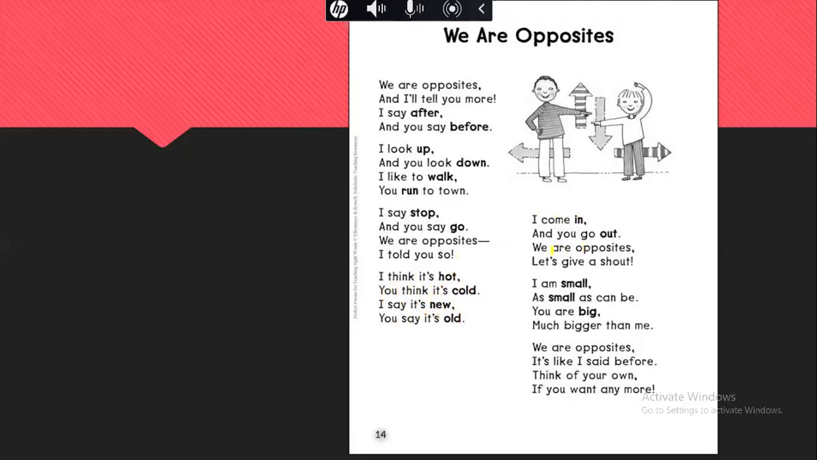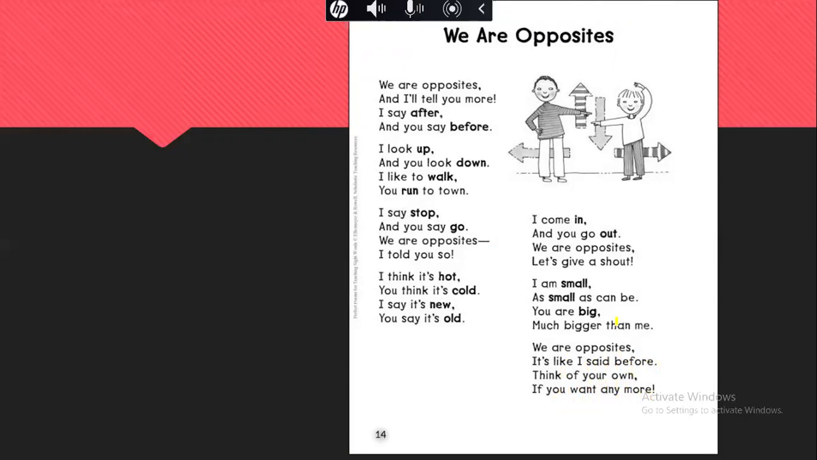I come in and you go out. We are opposites. Let's give a shout. I'm as small as can be. You are big, much bigger than me. We are opposites. It's like I said before. You think of your own if you want any more.